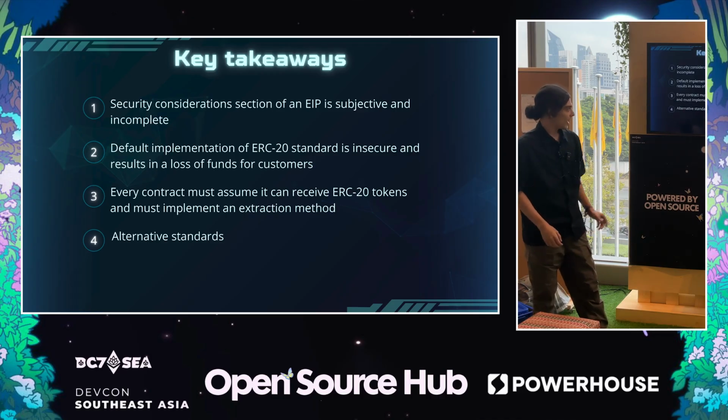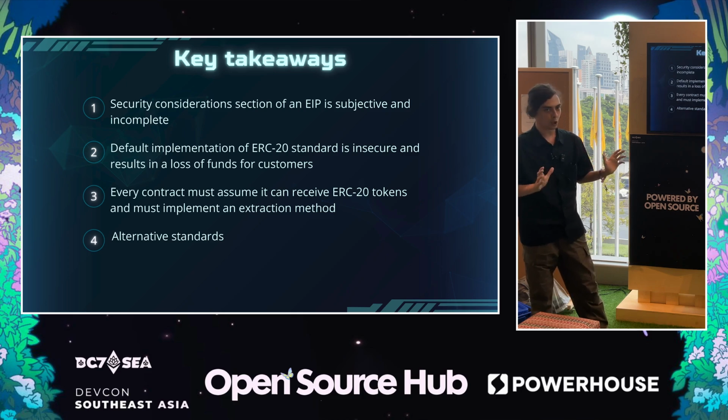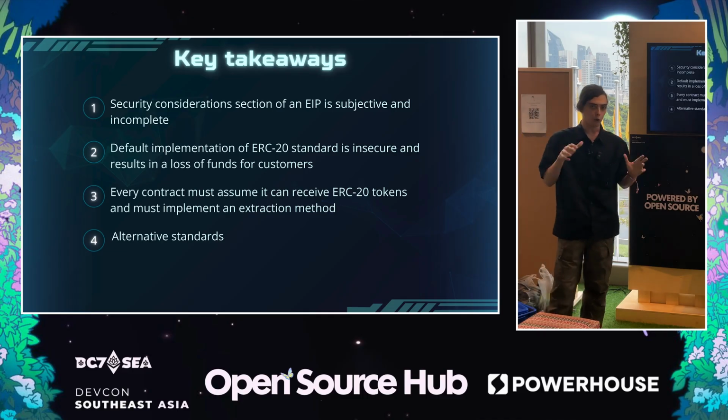The third point: every contract must assume that it can receive ERC-20 tokens, and it must implement a function to extract them. Because even if your contract is not designed to receive any tokens, there is just no way to prevent tokens from being sent to this contract on your end. As a result, it is recommended to implement an extraction function.